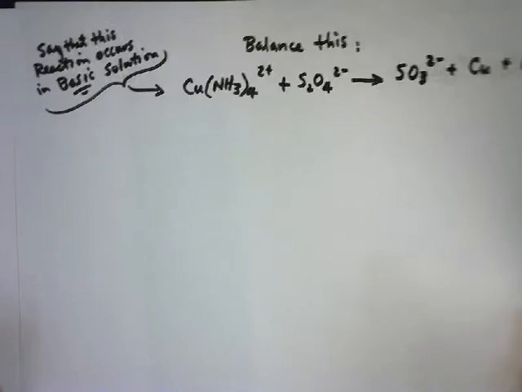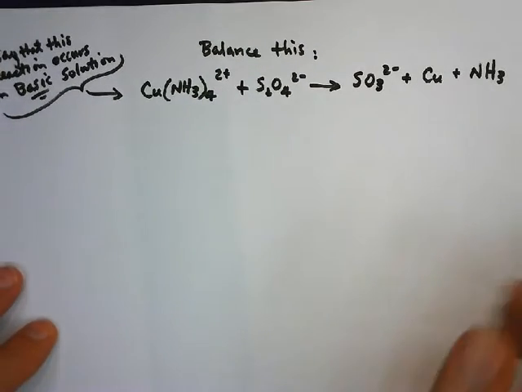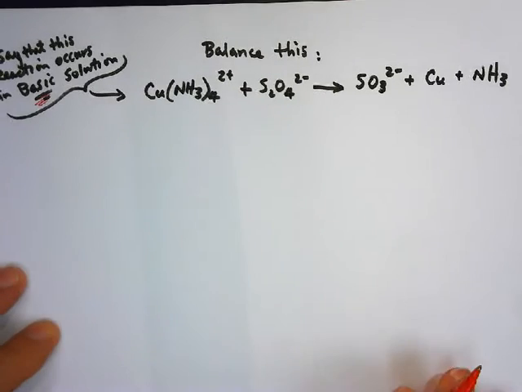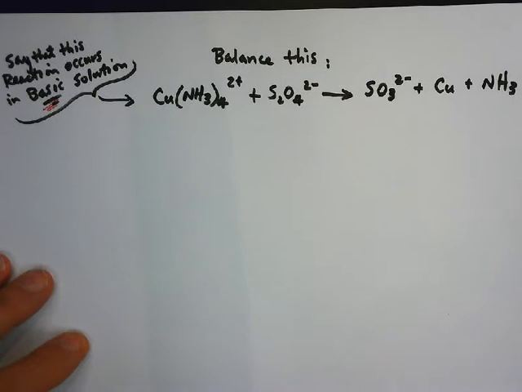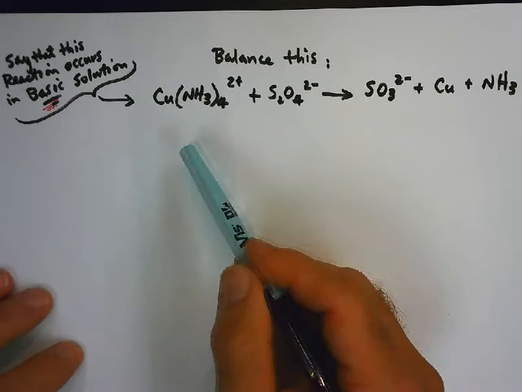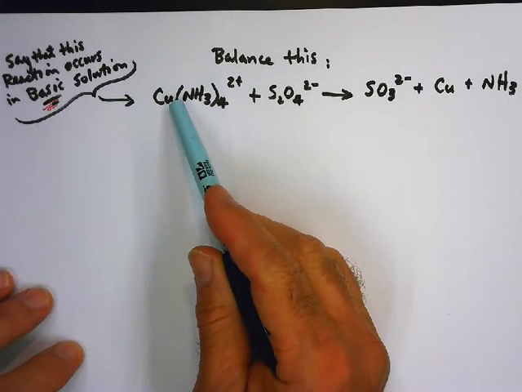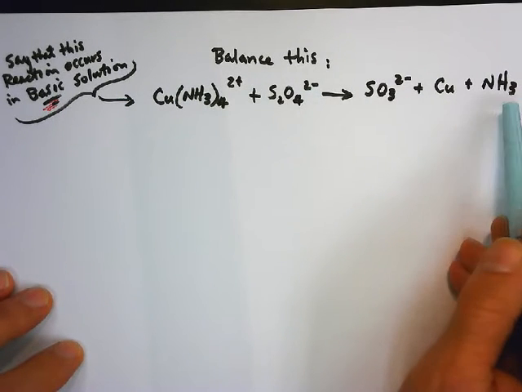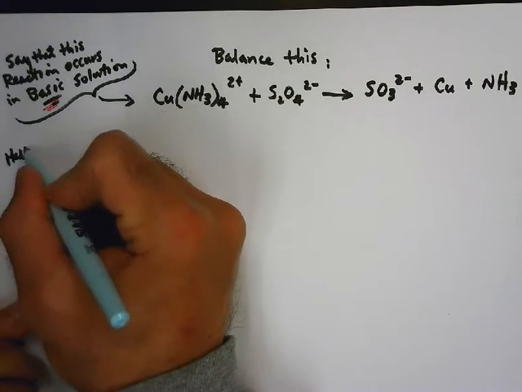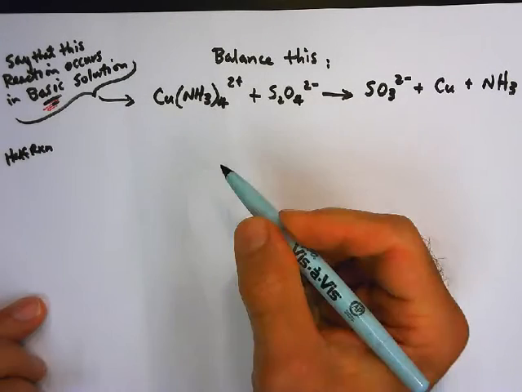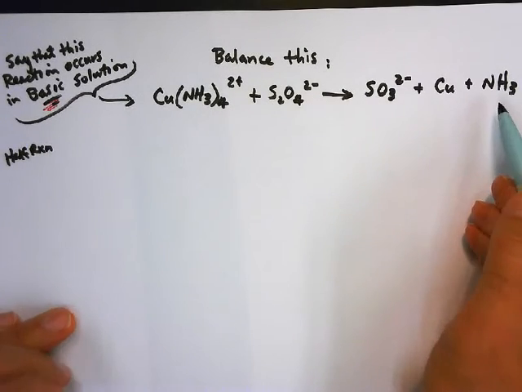Let's take a look at one more example. This time we have a reaction that is occurring in a basic solution. So now let's balance this one. Okay, so we're going to have to split this one up into 2 half reactions. So we'll look for similarities. I see this over here, and I see copper and ammonia over on the right hand side. So one half reaction we'll have this on the left and these two on the right.